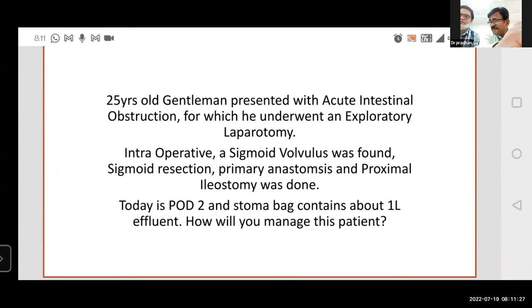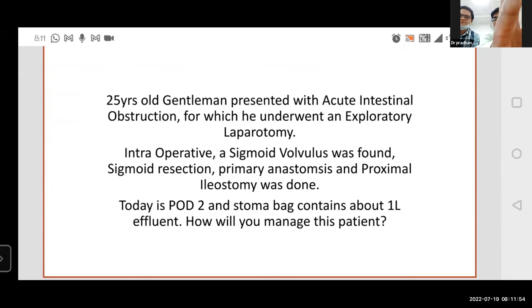Yes. Okay. What is the current recommendation? If you see, now you're a PG student. What is the current recommendation for doing a proximal diversion on the background of a left colonic resection? As you said, I will do the same procedure. Is it mandatory that you have to do a proximal diversion? What is the current recommendation?